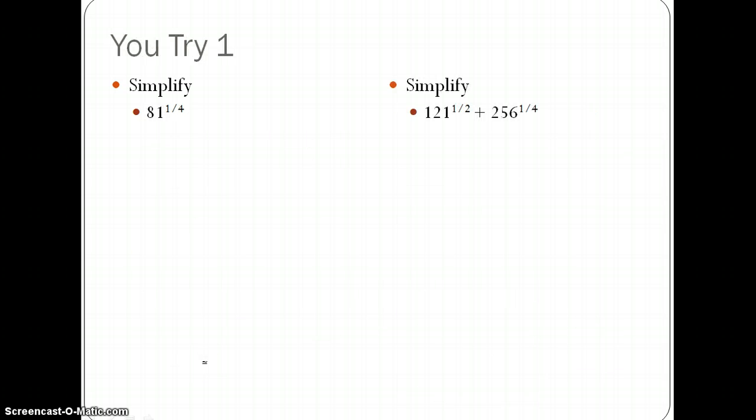So for the 2 u-tries, you have 81 to the 1/4 that you need to simplify, and then 121 to the 1/2 plus 256 to the 1/4. Those are the 2 u-tries with regards to these videos.